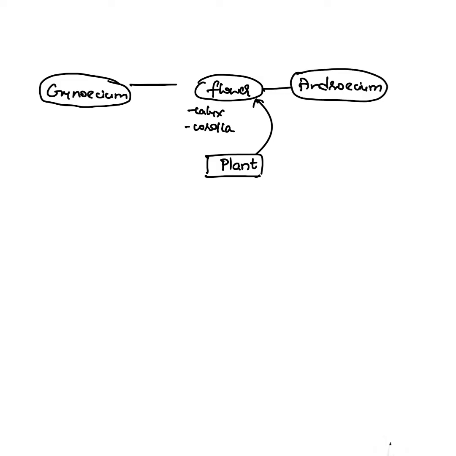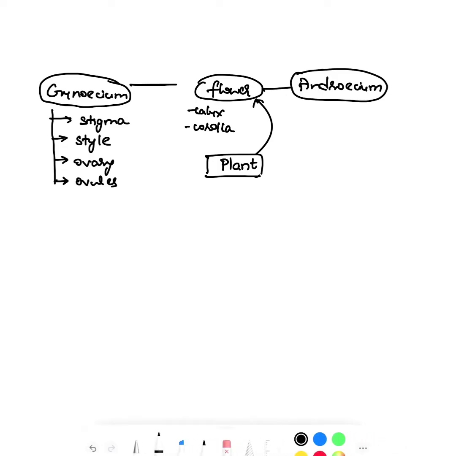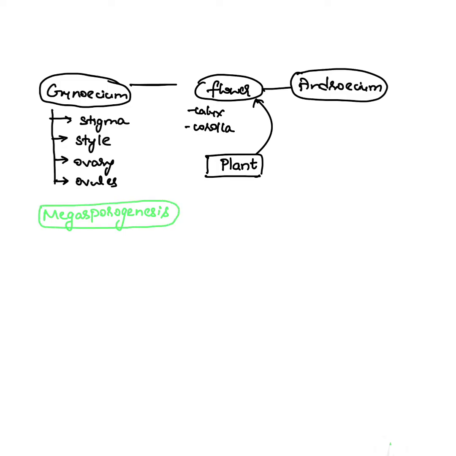Okay, I'll continue from here. Gynoecium. The gynoecium has mainly four parts you have to remember: stigma, style, ovary and ovules. So when we come across the gynoecium, we will study megasporogenesis. Megasporogenesis, isn't it? So this is one important topic of the chapter.